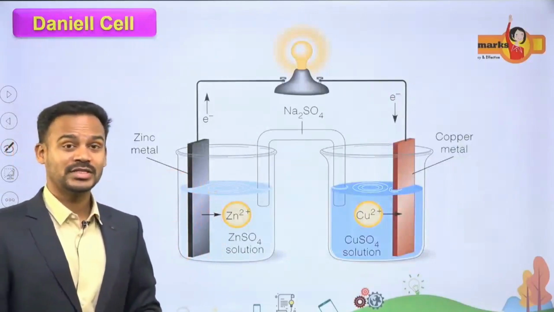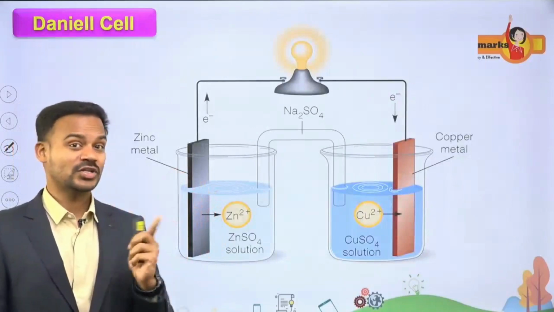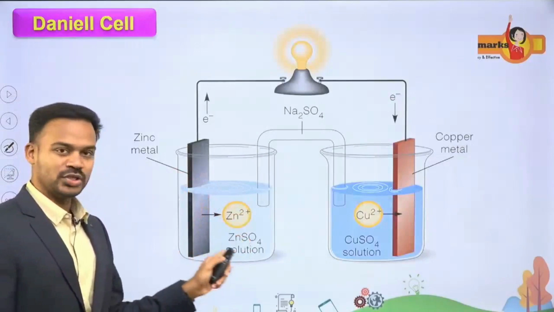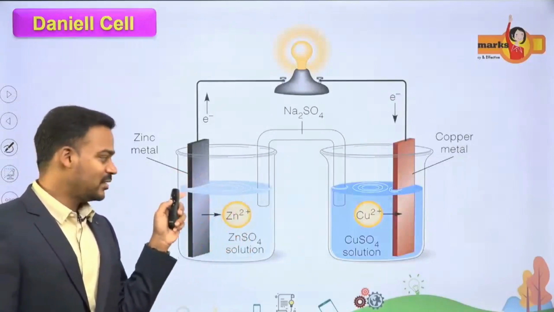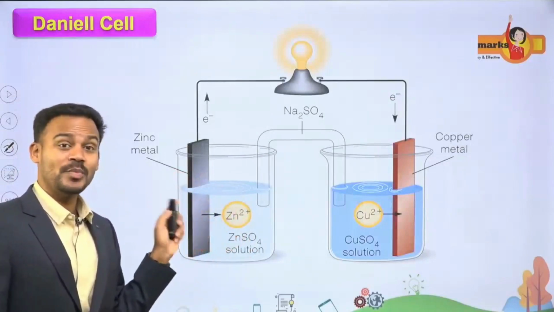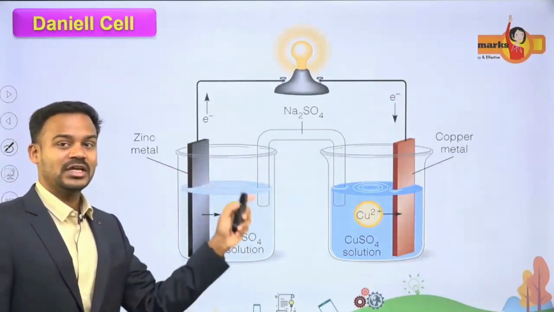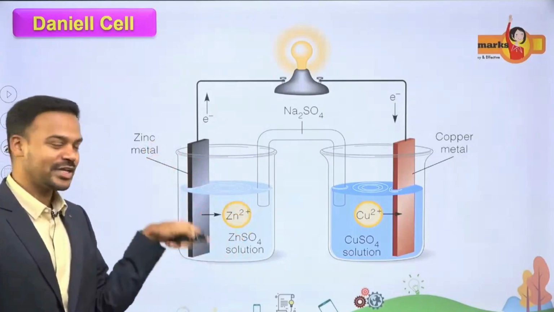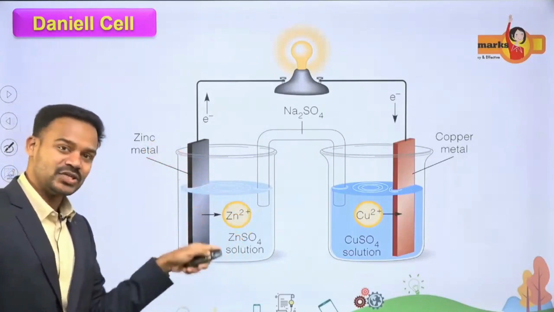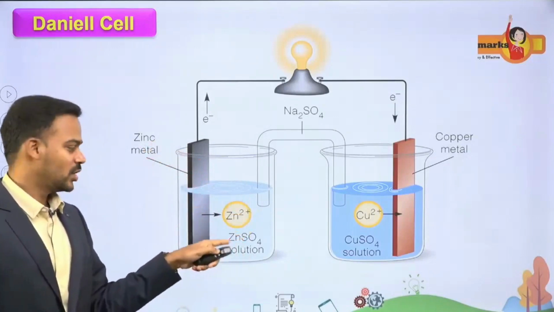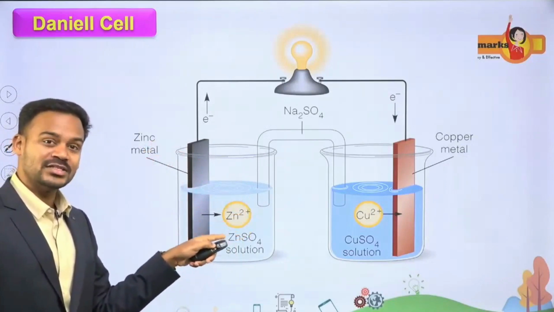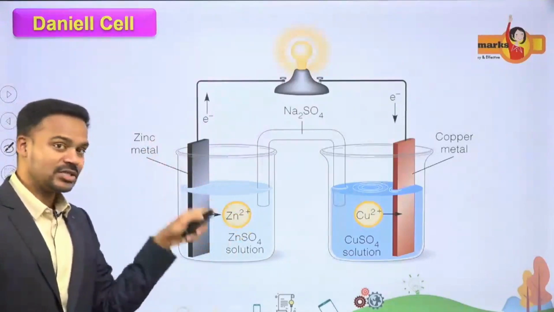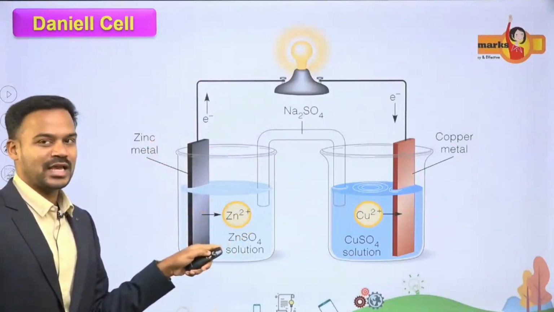How do we make an electrochemical cell? With the help of a redox reaction. Here the redox reaction is happening over here. How do you make a half cell? To make a half cell, we need to take a metal electrode dipped in its solution. So we take a zinc electrode dipped in its ionic solution. It can be ZnSO4, ZnCl2, anything. So a metal electrode dipped in its salt's aqueous solution.